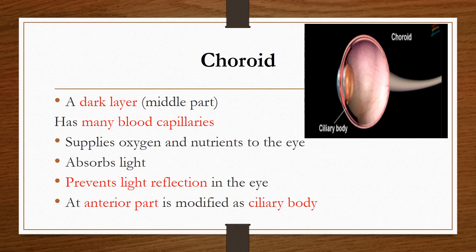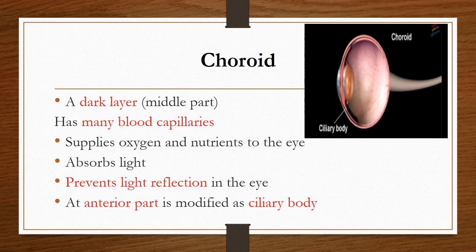So we have talked about sclera, the outermost coat. Now the next coat of the eye, the second layer of the eye, is known as choroid. You can see choroid over here. That is a dark layer and it has many blood capillaries. So it basically supplies oxygen and nutrients to the eye. It also absorbs light. So basically light reflection is prevented by this part. If there is any damage that could occur by the reflection, this is basically a protective function.